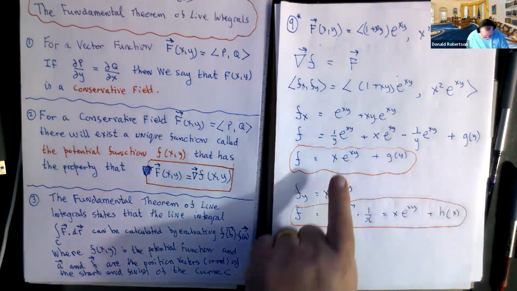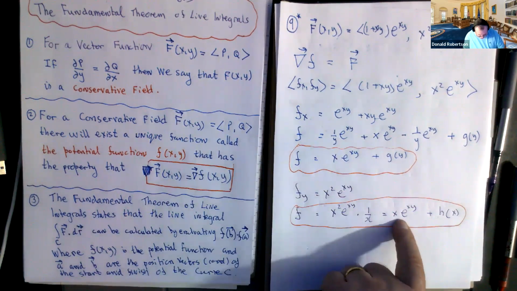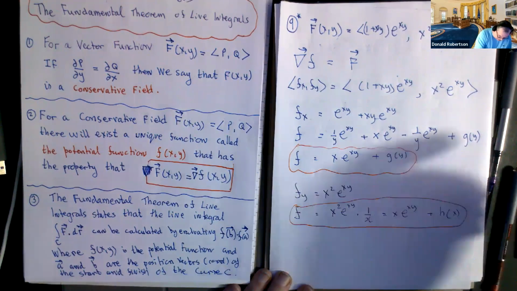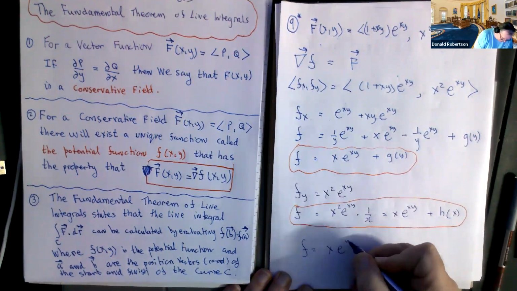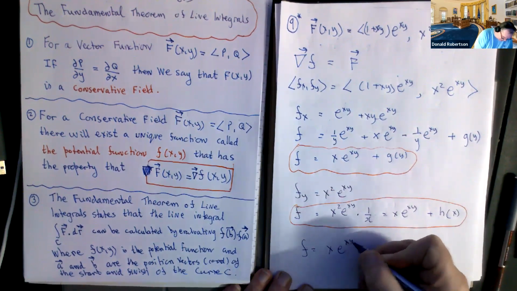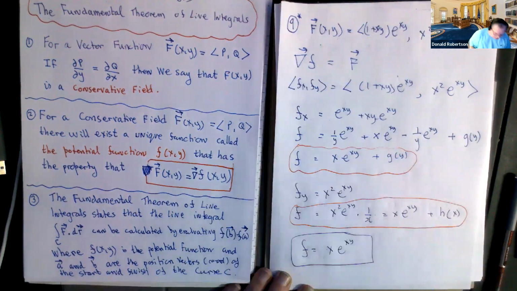And now we take this guy and we merge it to this guy, and we got really lucky because both pieces have the same piece. So there is our potential function.